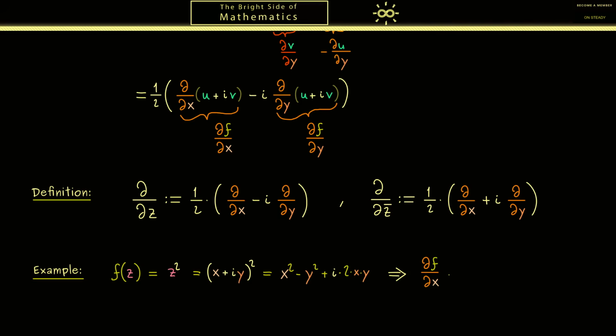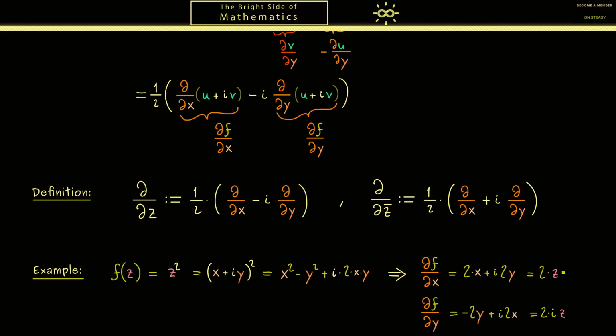With this, we can immediately calculate df dx, which is here 2 times x plus i 2y. And similarly, we can calculate df dy, which is here minus 2y plus i 2x. Now, both things can be simplified when we just use the fact that x plus iy is the complex number z. Hence, df dx is simply 2 times z. And in a similar way, you see for df dy, we have 2 times i times z. So we can always use that i squared is minus 1.